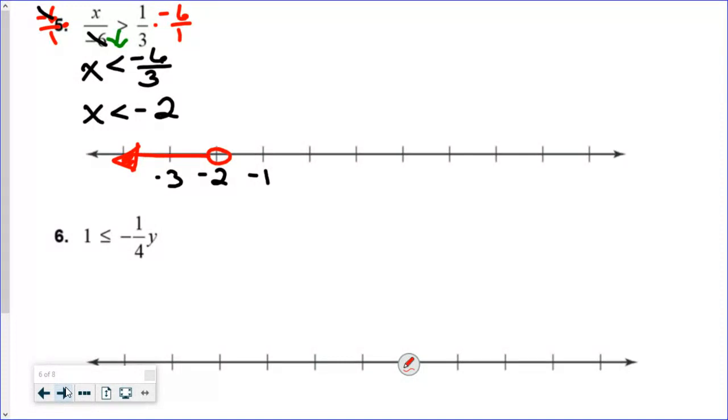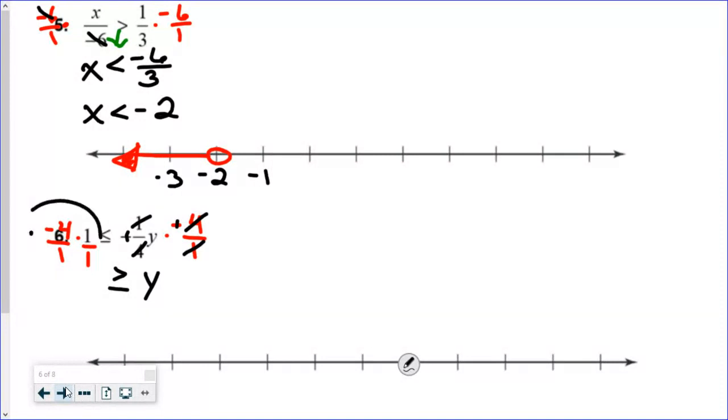Okay, number 6 is a double doozy. Remember, I like to assign that negative to the top. So I'm going to multiply by the reciprocal. I just like to assign it to the top. Okay, so the negative times the negative cancels. The 4s cancel, the 1s cancel. So I have a y, and I am multiplying by a negative. So I flip the sign.